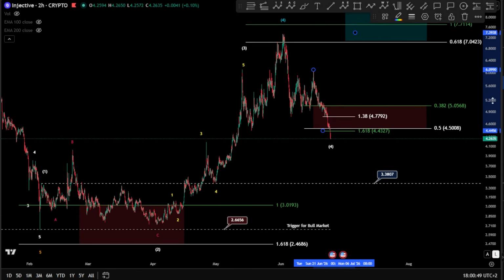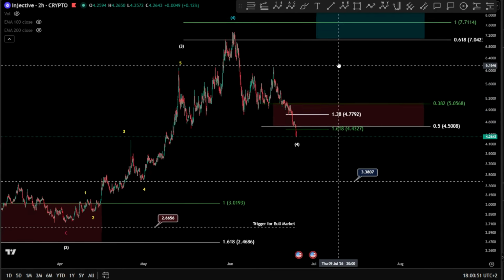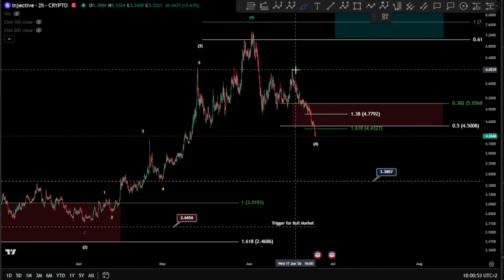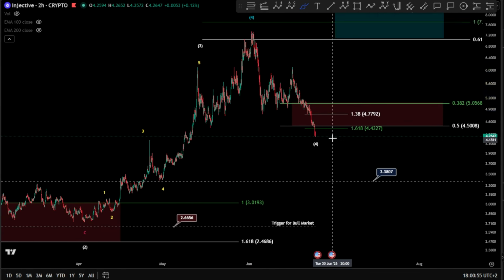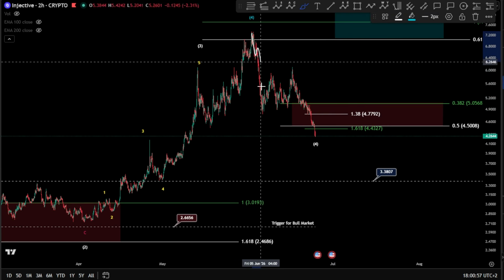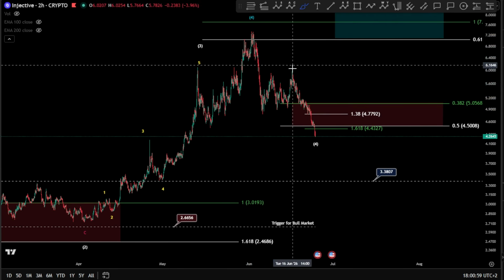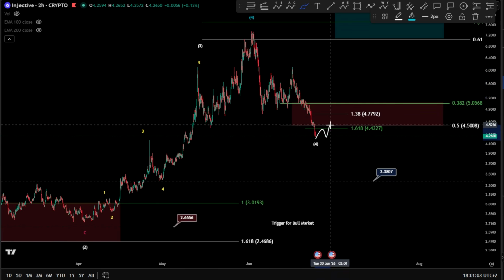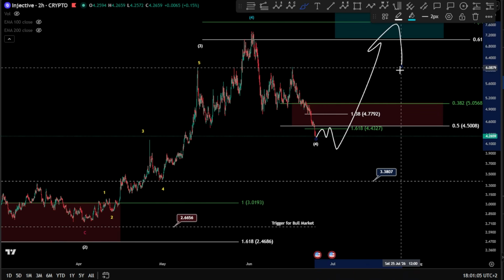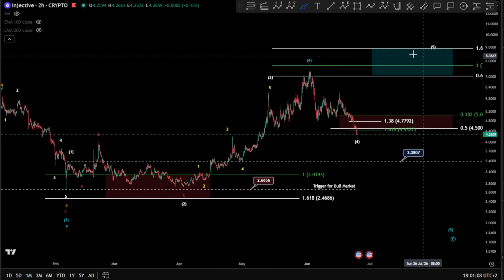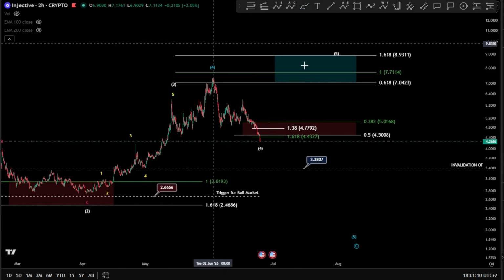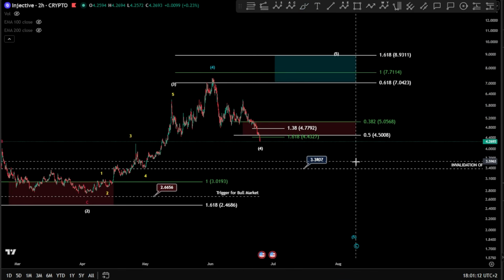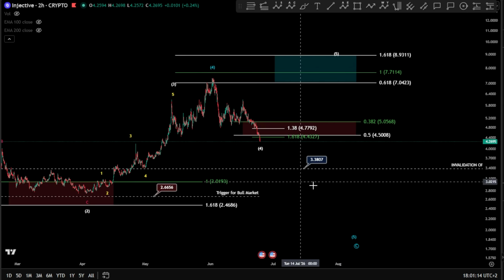So the 1.618 is hit here for Injective, but don't forget we need to finish simply the structure, and we're very, very close for it. So 1 2 3 4 and a 5, meaning 1 2 here, 3 4 and a 5. Maybe one more correction and one more drop, and we start the bull run there for a wave 5. Next target is, of course, the $7.7, very likely again for Injective, guys.